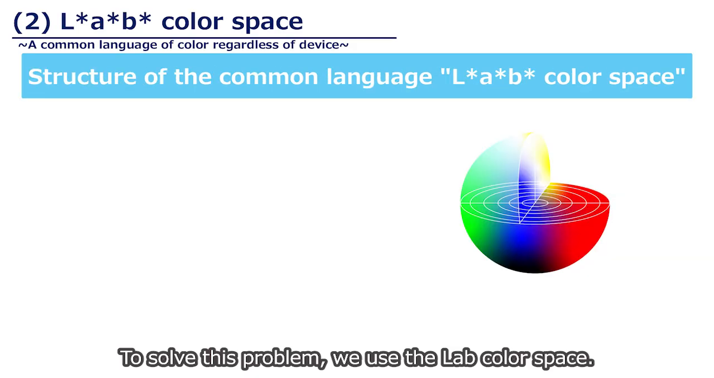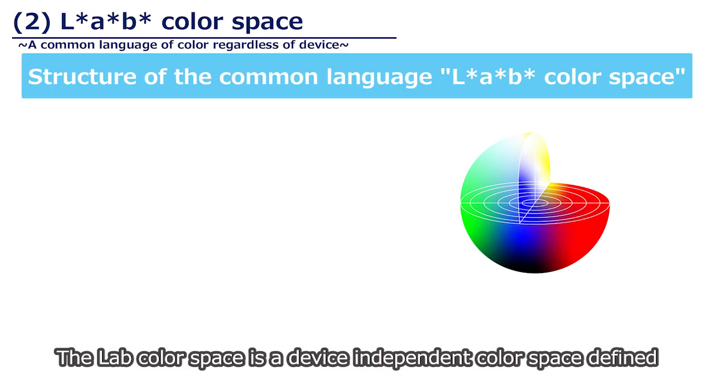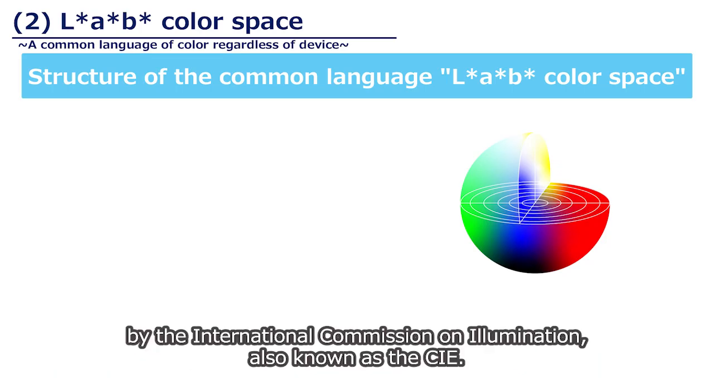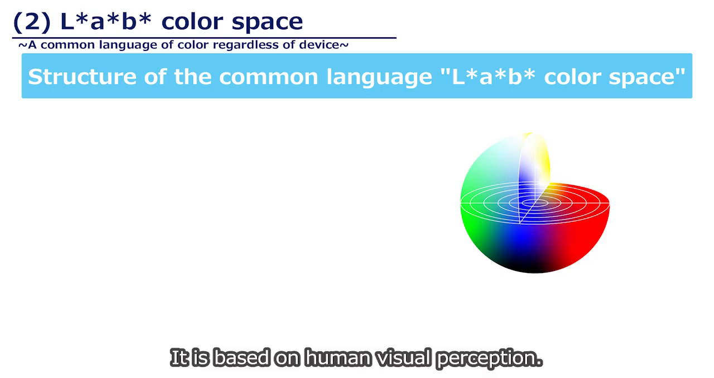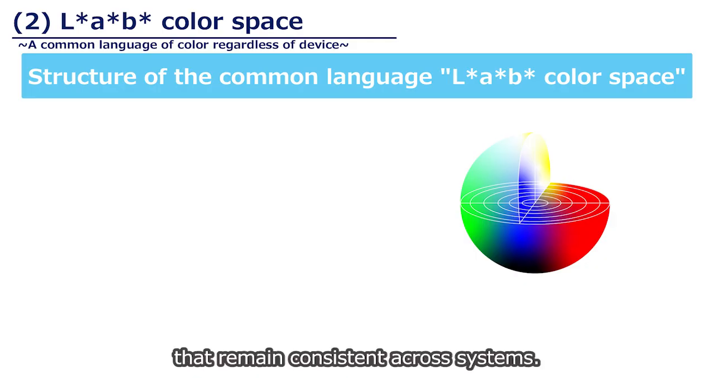To solve this problem, we use the lab color space. The lab color space is a device-independent color space defined by the International Commission on Illumination, also known as the CIE. It is based on human visual perception. Because lab is independent of devices, it allows color to be expressed as numerical values that remain consistent across systems.